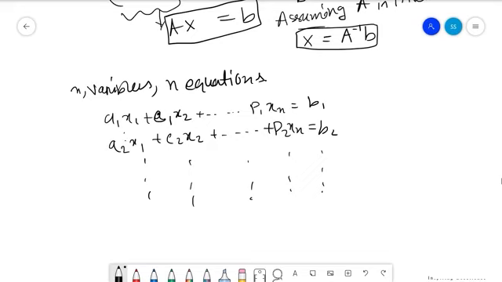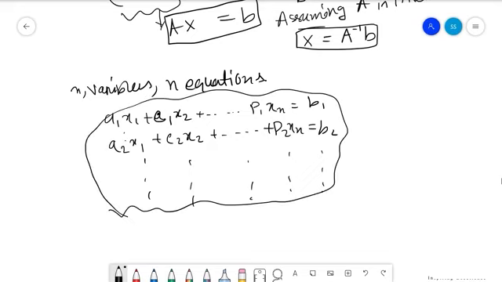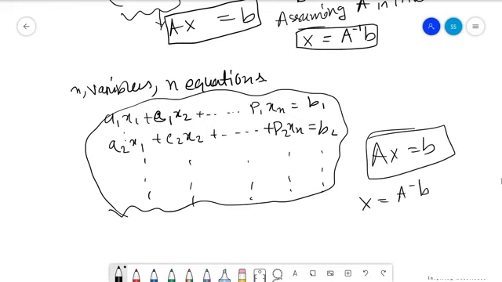Again, this whole thing can be put into a matrix form of Ax equals b, and if you just invert the A matrix, then you will have the solution in terms of A inverse B, and then you can equate each component and get the solutions of your variables, that is x1, x2, x3.